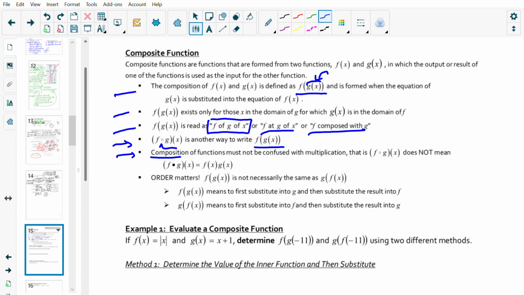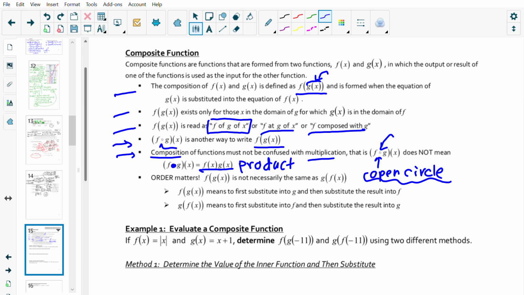Composition of functions must not be confused with multiplication. That is, f of g of x, with a little open circle, does not mean f times g of x, which is the product, right? So do not get those two confused, okay? Remember, composition functions have that open circle.